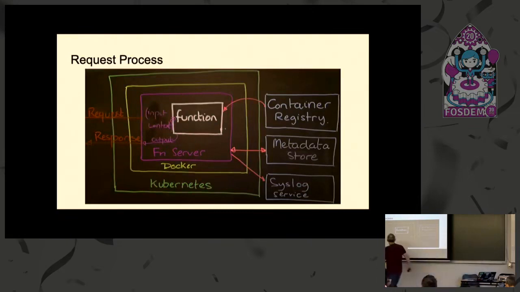When an invocation comes in, the request comes in, the FN server will go and look at the metadata store, and say what function maps to that URL. Have I already got an instance of that function running? If I have, I just give the work to it. If I haven't, then I stand it up, pulling from the container registry if necessary, send the output back to the user, and anything that's gone wrong gets written to the syslog service.